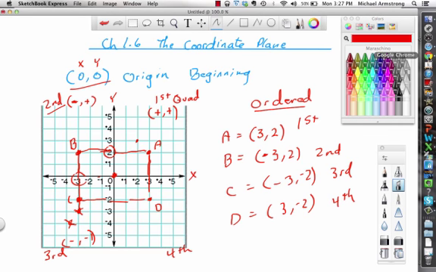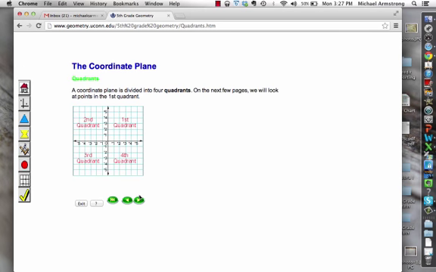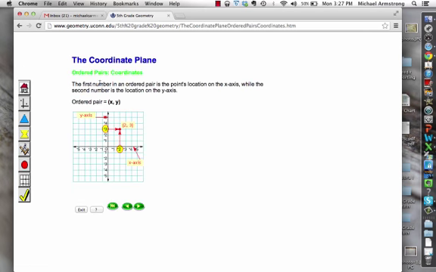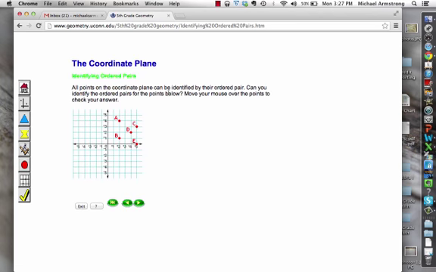Let's look back at our website and see if there's anything left there to tell us. The first number in an ordered pair is the point's location on the x-axis, while the second is on the y. We already talked about that. All the points in the coordinate plane can be identified by their ordered pair. Can you identify this one? A is over 2, up 4.